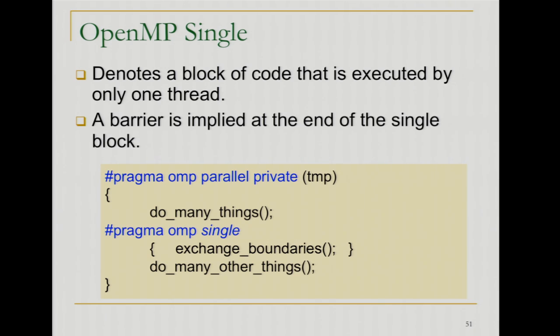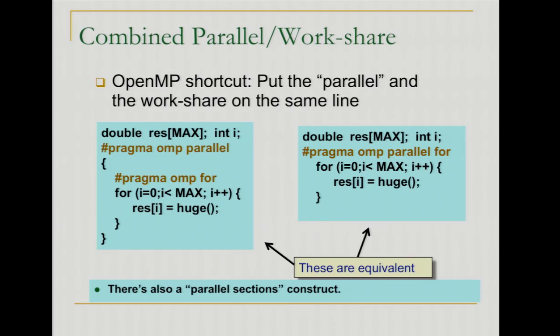And in contrast to the master, there is actually a barrier at the end of the single. So at the end of single, the other threads, if they're not the first one to do it, will wait until that update has been performed. Okay, so those are two different ways to ensure that just one thread does some work inside the parallel region. You don't have to exit a parallel region to allow one thread to do something, which is very important. Very quick shortcut.